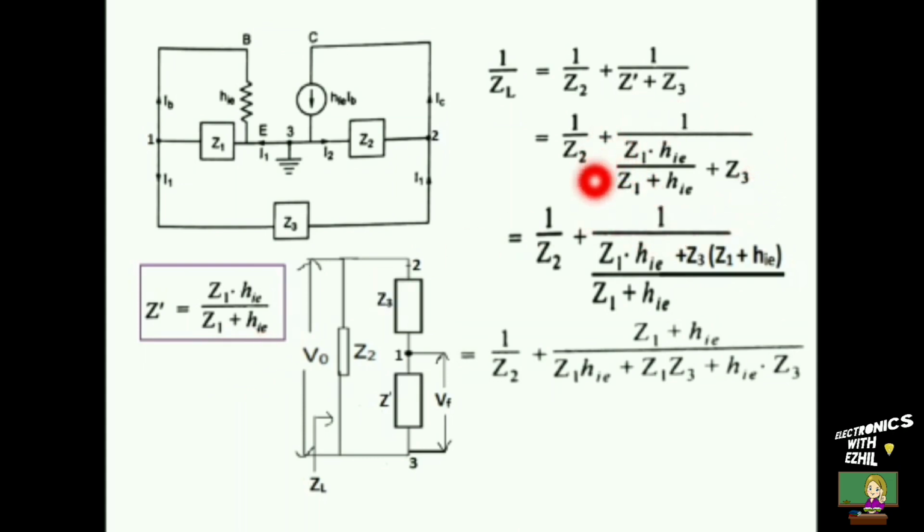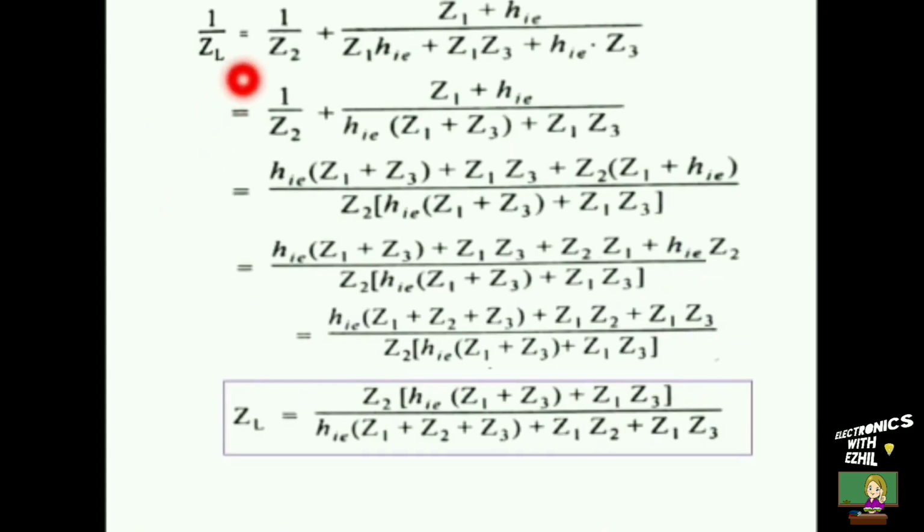Now let us take the LCM for this term. So it becomes Z1 hie plus Z3 into Z1 plus hie, divided by Z1 plus hie. This comes in the numerator. Now we will bring Z3 inside, so it becomes Z3 into Z1 plus Z3 into hie. There is no change in the first term. This is carried over here, and in this part we will take hie commonly out between the first term and last term. So it becomes hie into Z1 plus Z3, plus the second term as it is.